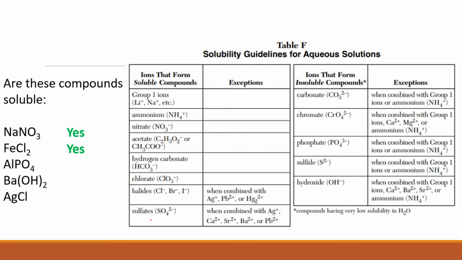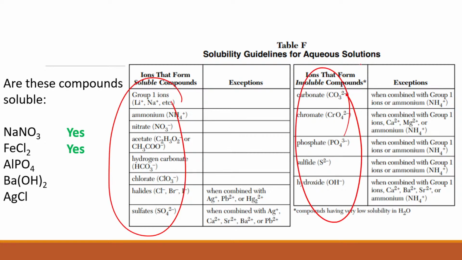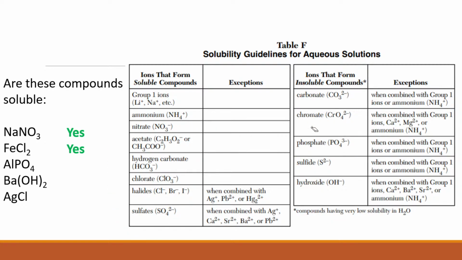When we look for aluminum phosphate in our main columns, aluminum doesn't show up, but phosphate does. There it is. Right, phosphate is normally insoluble. Aluminum is not one of the exceptions, so it follows its normal rule of being insoluble. It will not dissolve in water.